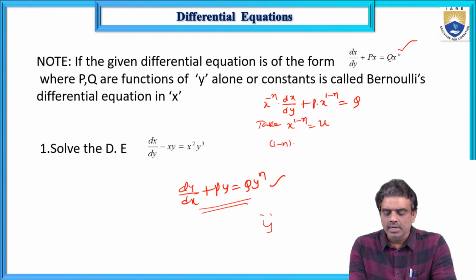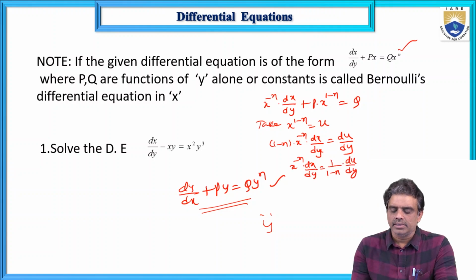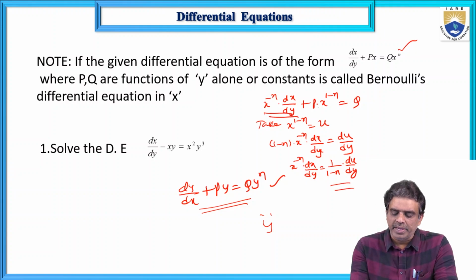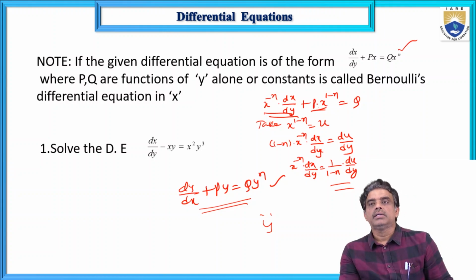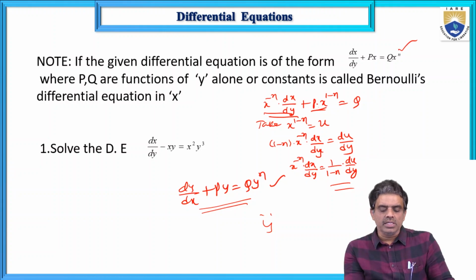Then 1 by 1 minus n, x power minus n dx by du, or dx by dy is equal to du by dy. Or x power minus n dx by dy is equal to 1 by 1 minus n of du by dy. So this whole thing is replaced by this term, p stays the same, x power 1 minus n is replaced by u, and the right side is q. So the entire equation will be a linear differential equation of first order in x. So then what is the solution?